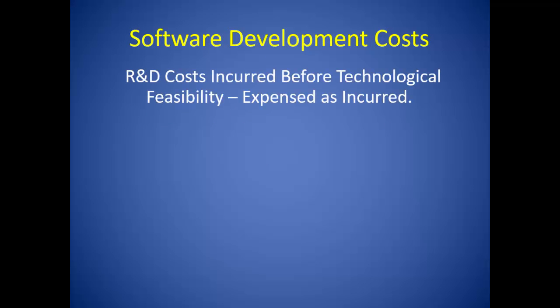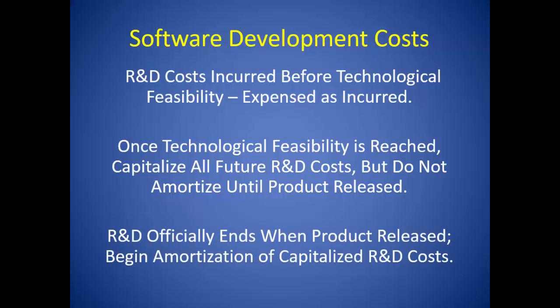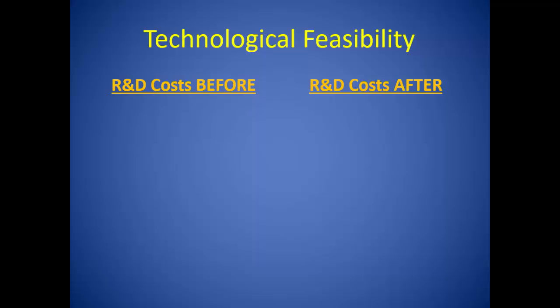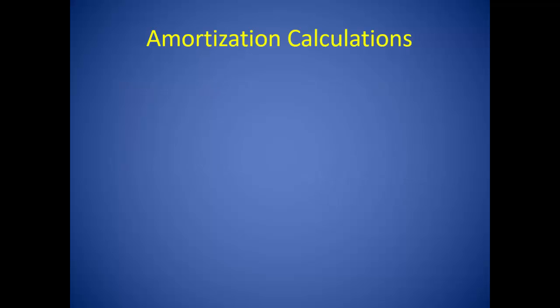So R&D costs are incurred before technological feasibility. That's the same standard R&D rules: expense as incurred. But if you can say technological feasibility has been reached, then you can capitalize any future R&D cost, but not amortize until the product is released. R&D officially ends when the product is released. You begin amortizing the capitalized R&D costs at that point. So technological feasibility: R&D costs before, expense. R&D costs after, capitalized, but then don't start amortizing until the product is released.